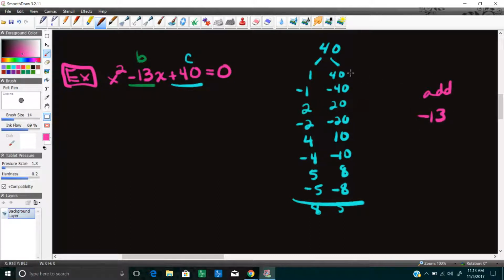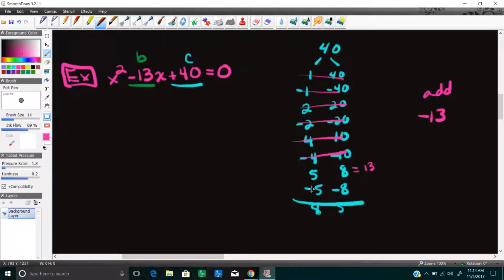Okay, so I'm going to go down the list. And I'm going to go a little bit faster now because I think we get the concept. So this is not going to work. 2 and 20 is not going to work. 4 and 10 is not going to work. 5 and 8 could work. 5 plus 8 is going to give me positive 13. But I want negative 13.